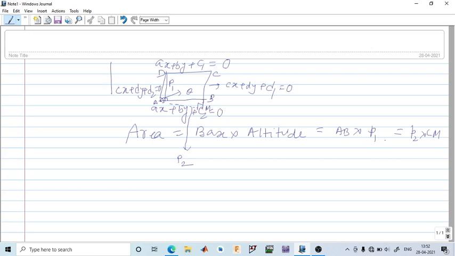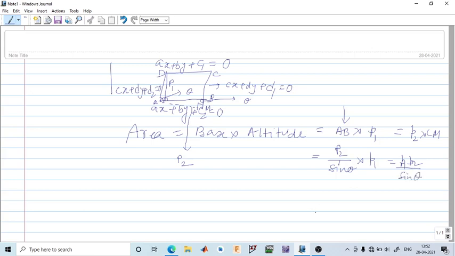Right, now let us consider the single one, and we will see how to change the AB part in terms of P2. As this is theta, this angle is also theta, the interior opposite angle. Then AB can be written as P2 over sine theta, so the area is P1 P2 over sine theta.